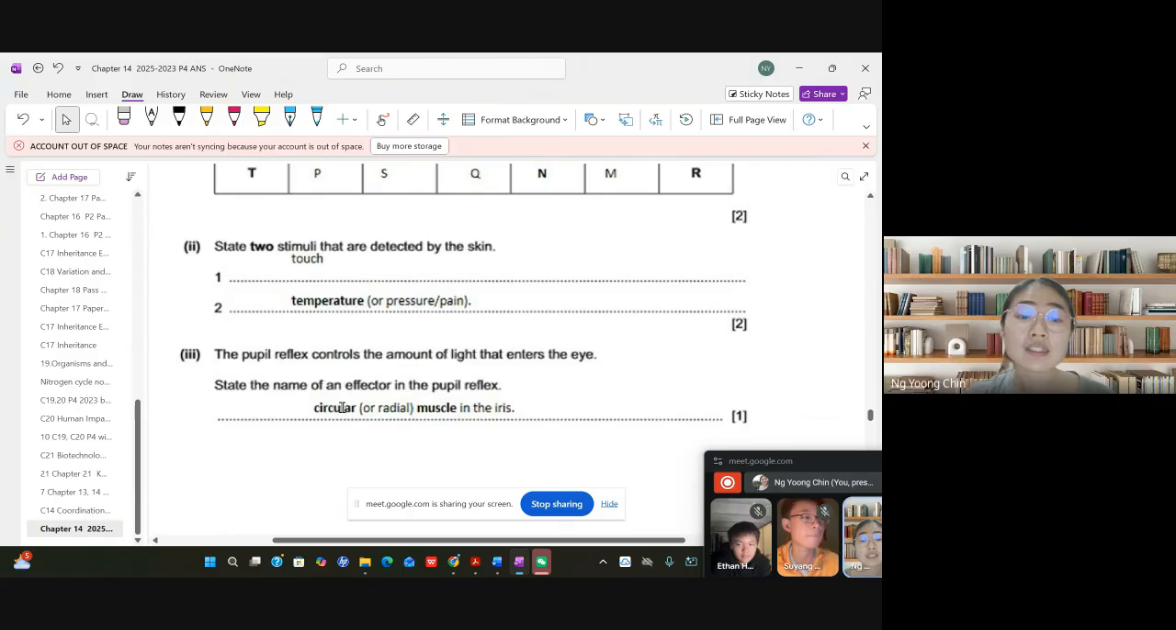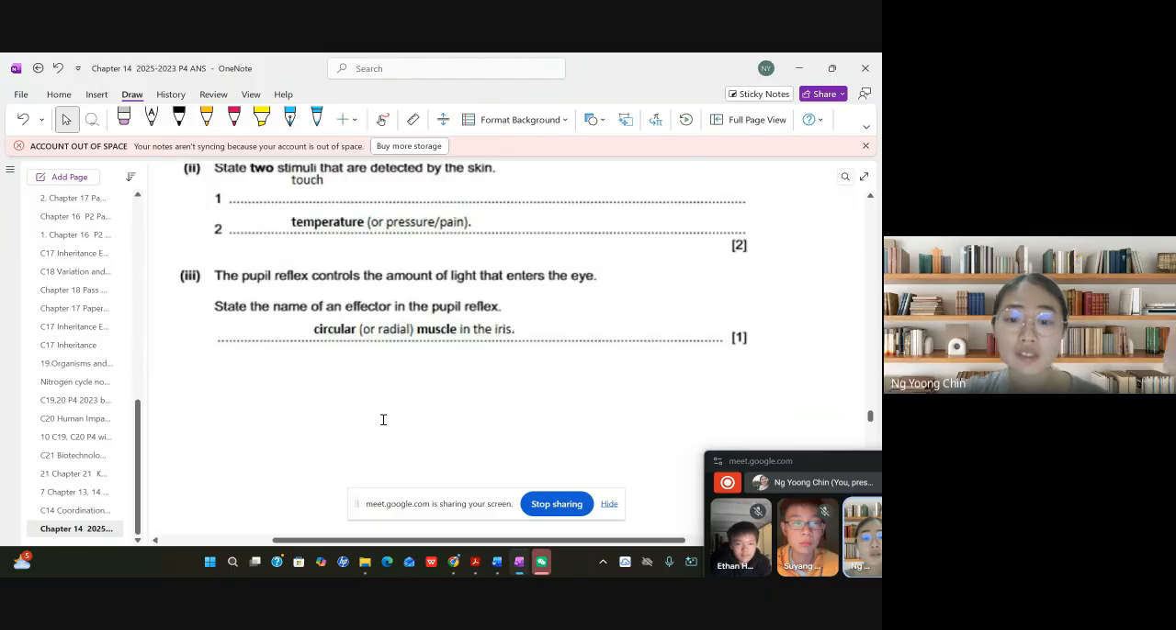So just remember that these two muscles are located in the iris. That's why the iris can help control whether the pupil dilates or constricts, because the iris consists of muscle, so it can pull on the pupil.